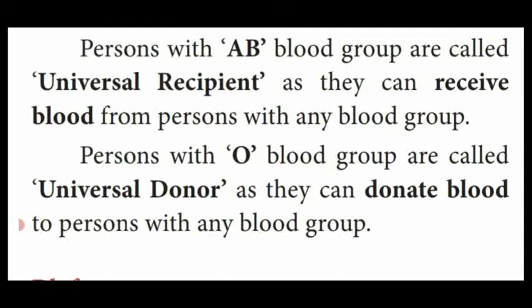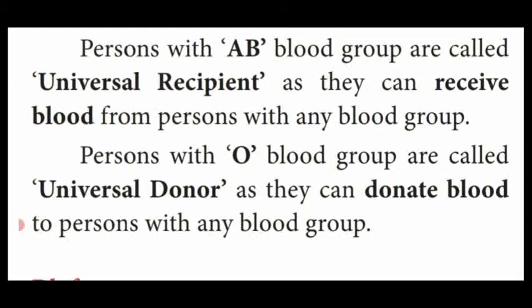A person with O blood group is called a universal donor. So a person who has blood group O can give blood to a person of any kind of blood group. So people with O group can donate blood to anyone. So they are named as universal donors. As they can donate blood to a person with any blood group. That means for other groups such as A, B and AB, the O group person can donate the blood.